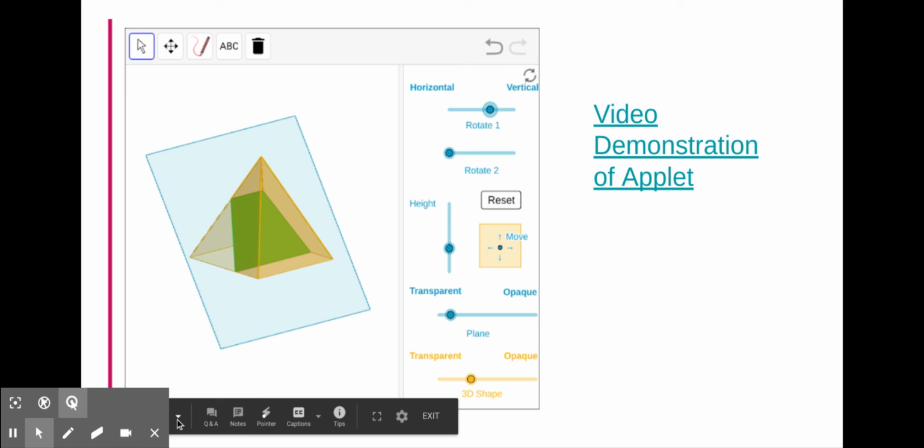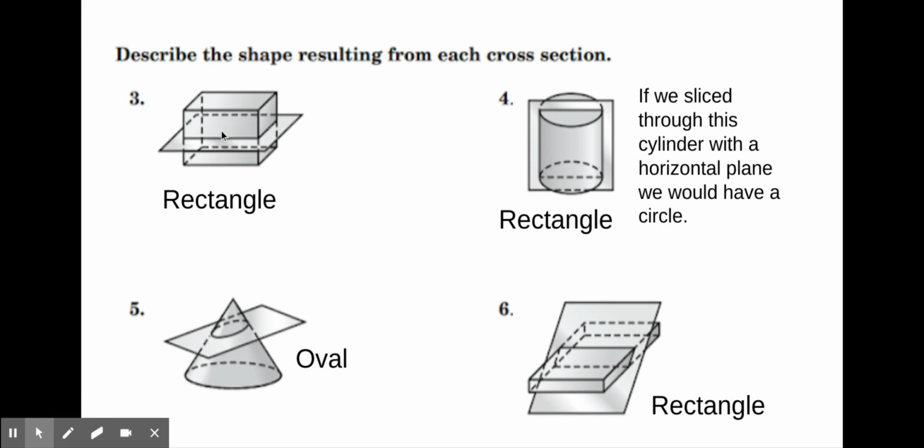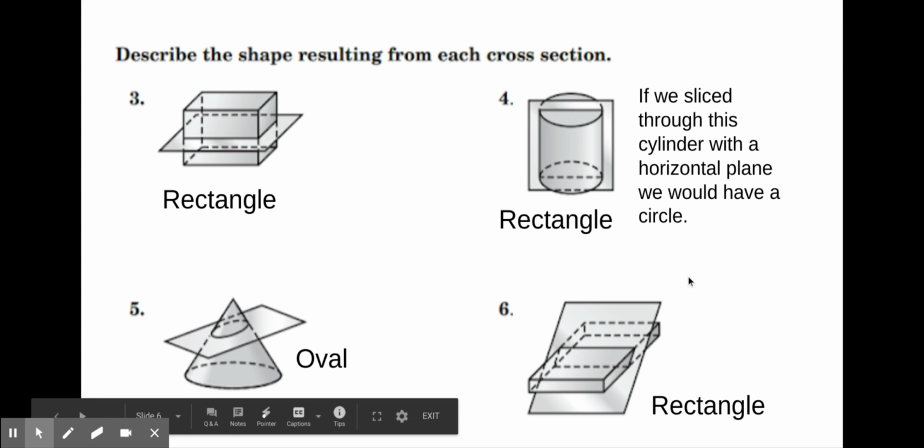The last thing, a couple problems here. Again, just to get you ready for some of the problems: you have a cone, you slice through it, you see the cross section is going to be an oval. You have a rectangle, you cut through it, it's going to be a rectangle. A cylinder, if you cut straight down through it, or anything going straight up and down, it's going to be a rectangle. Likewise, cutting through a rectangle, it's going to be another rectangle.